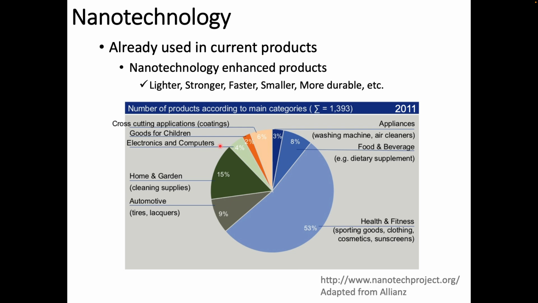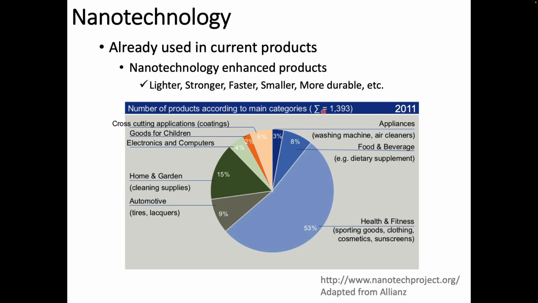So, as you already know, nanotechnology is now currently used in various products, okay? Basically the idea is kind of simple: it can create a lighter and stronger product, it can create a faster chip, like a CPU, and it can create a dense material or smaller structure, and also it makes it more durable, okay?